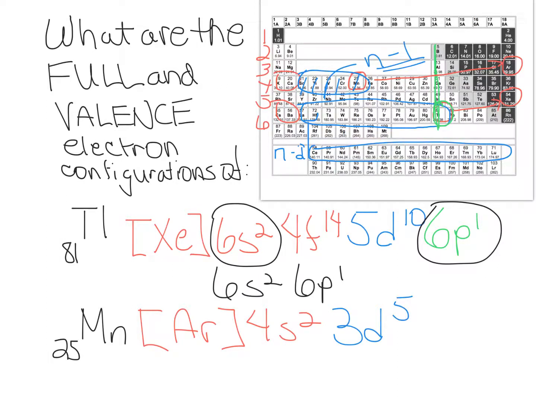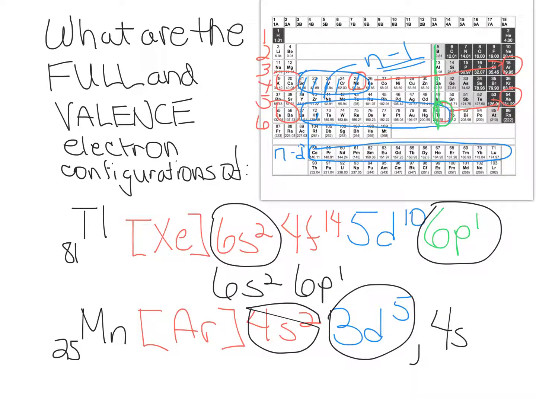3d5. Now, as far as valence goes, we're going to use the same formula. We want outermost S and partially filled orbitals. So that would just give us a valence of 4s2, 3d5. And that's all there is to it.